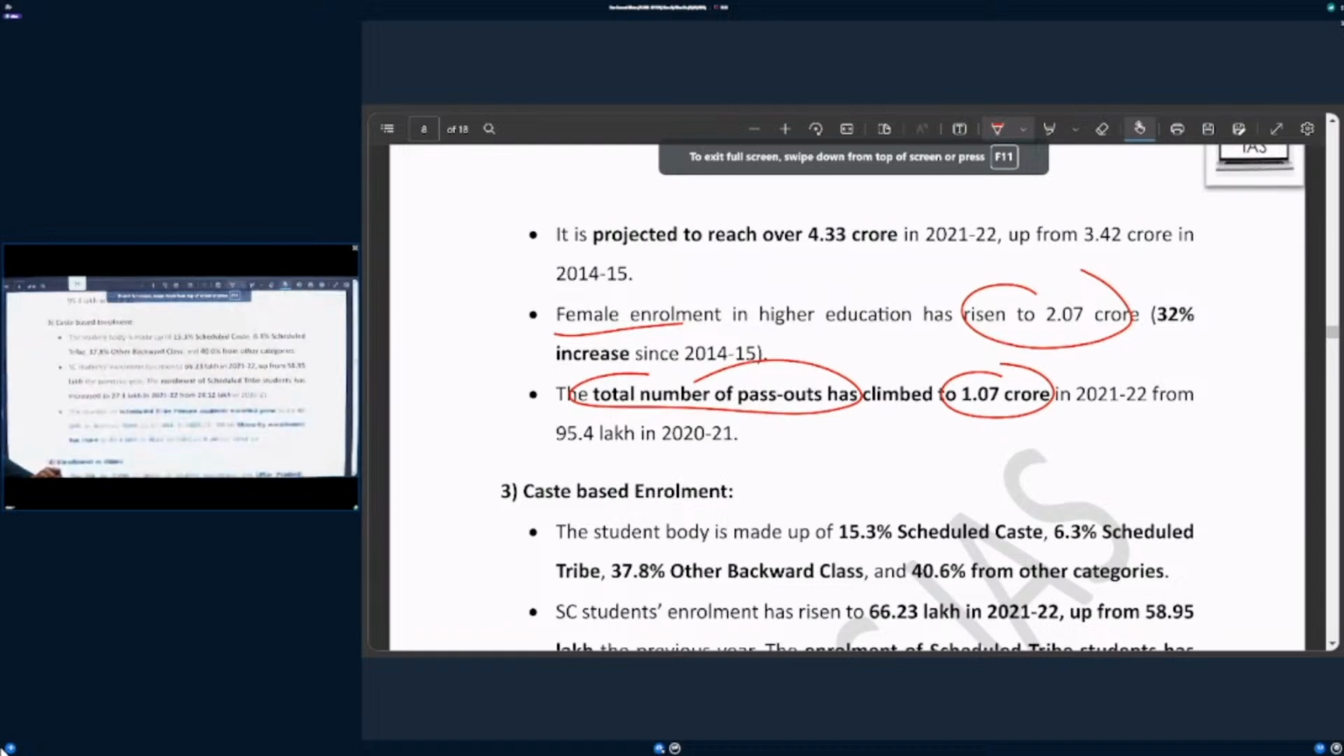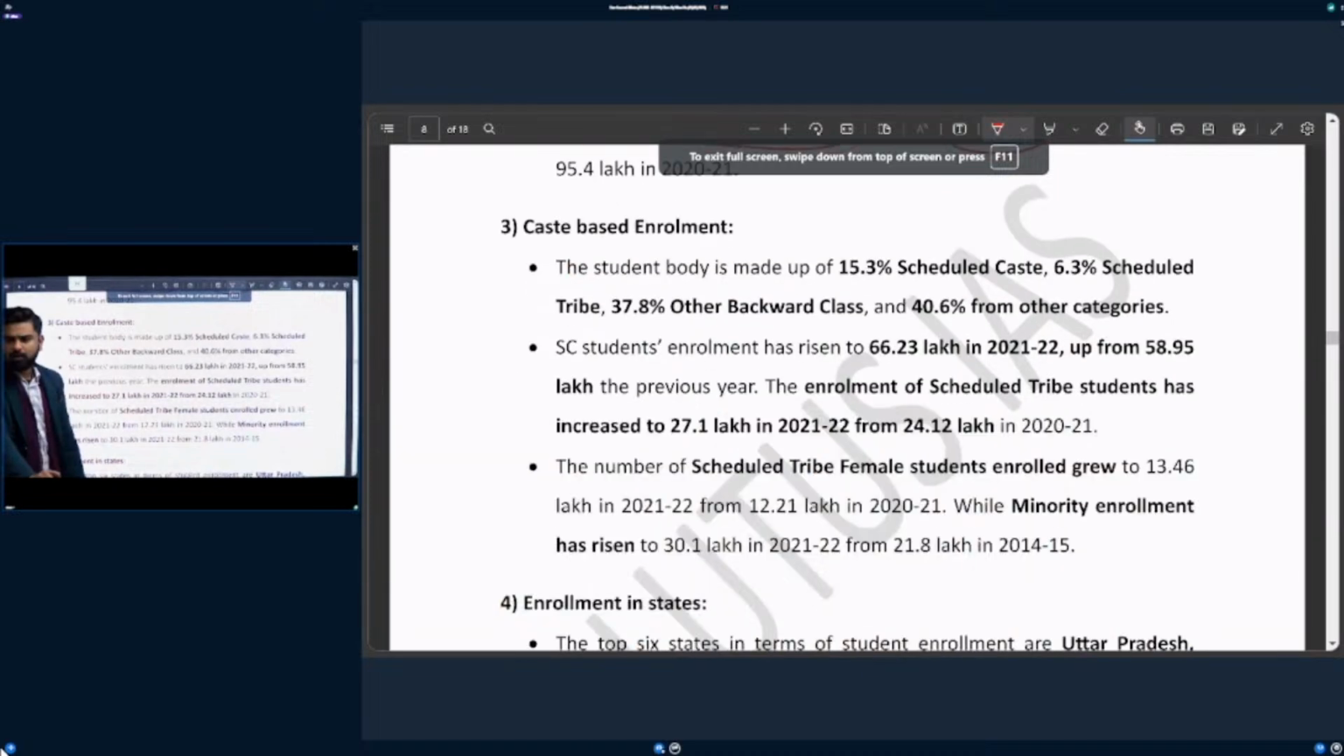Caste based statistic यहाँ पे अच्छा है. Student enrollment में there is a good caste composition. Around 15% SCs and 6% STs and 37% OBC and 14% other castes, including other religions also. ठीक है, तो it's a good composition.